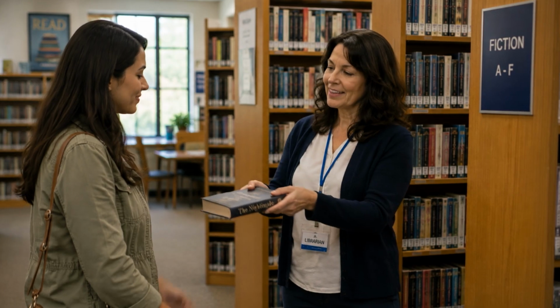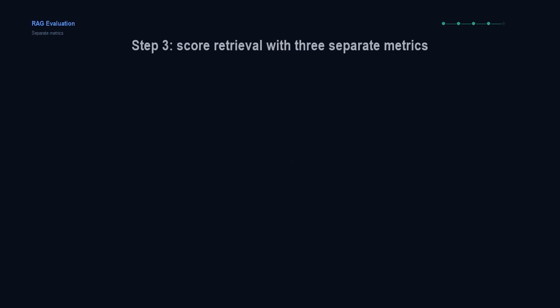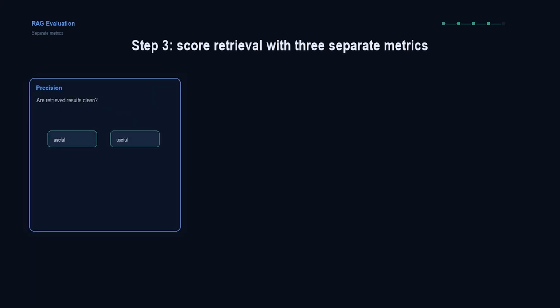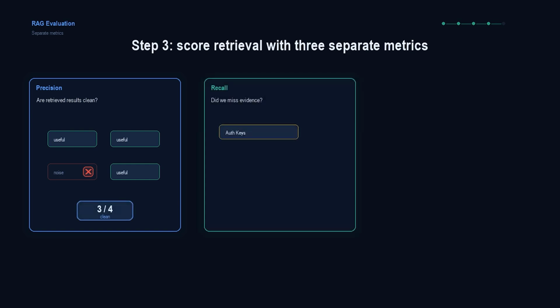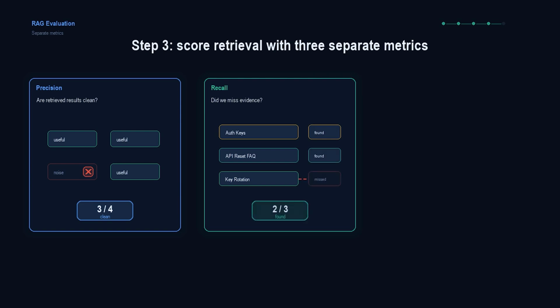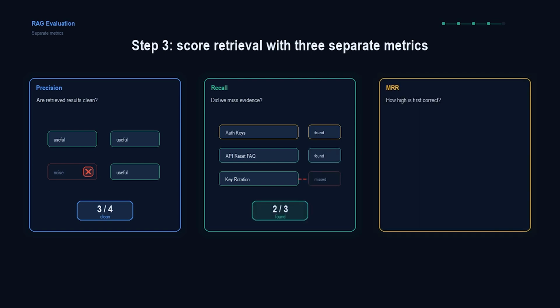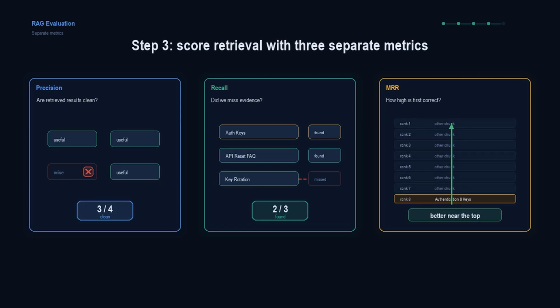Think of it like a librarian again. Precision asks whether every book they bought you is actually useful. Recall asks whether they left any useful book back on the shelf. And MRR asks whether the best book was handed to you first or buried at the bottom of the stack.